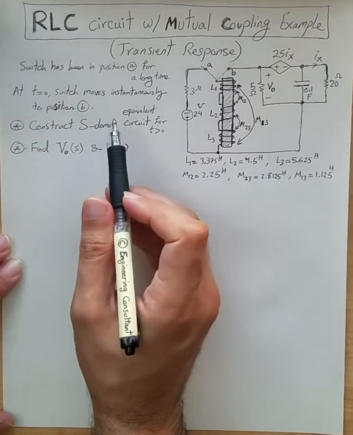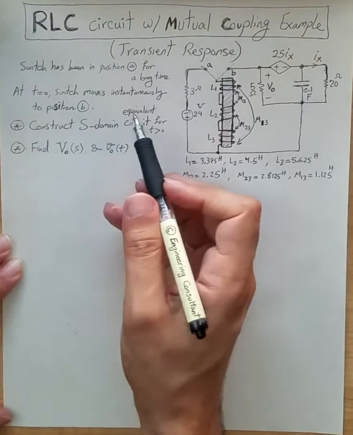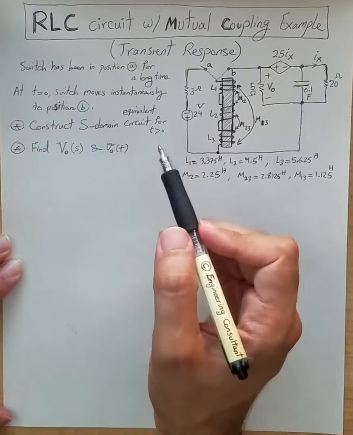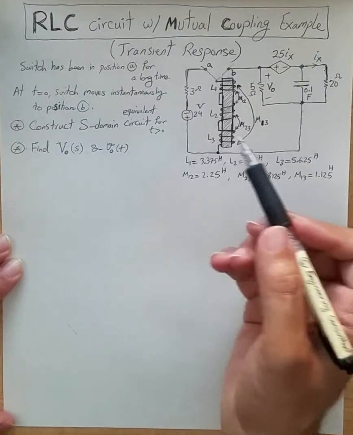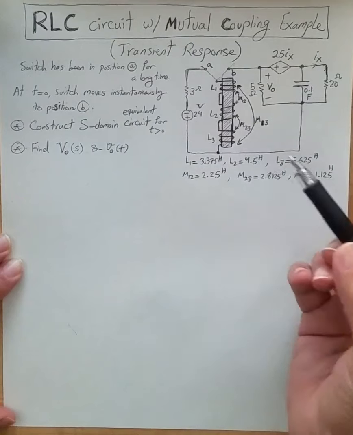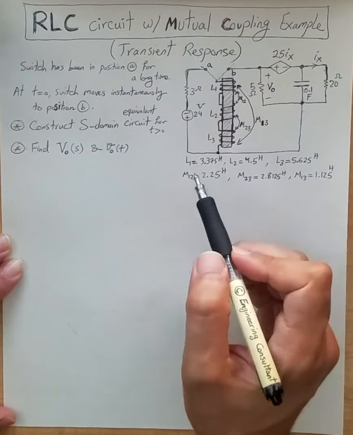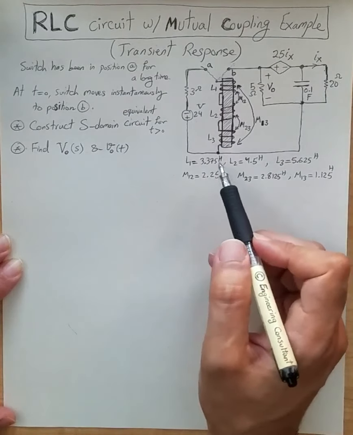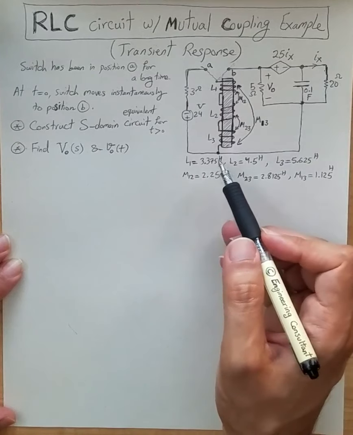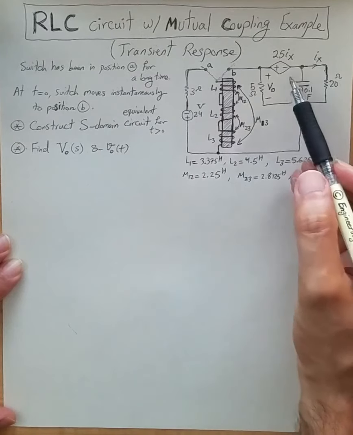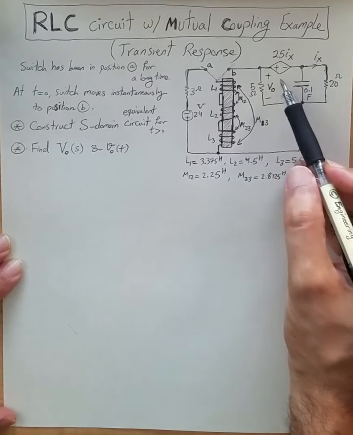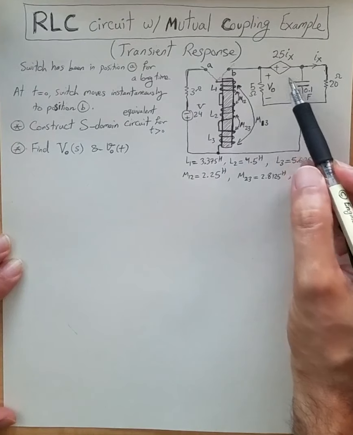How do you analyze and find the transient response of an RLC circuit, including mutual coupling? Here is an example. In this example, we not only have an RLC circuit in a transient situation, but also we have one active element, which is this current-dependent voltage source.